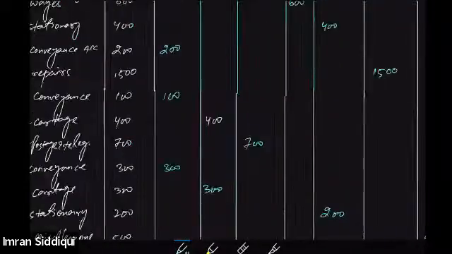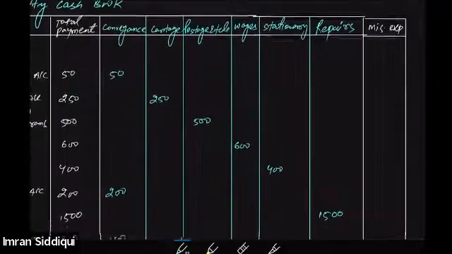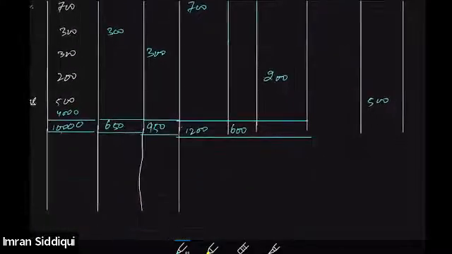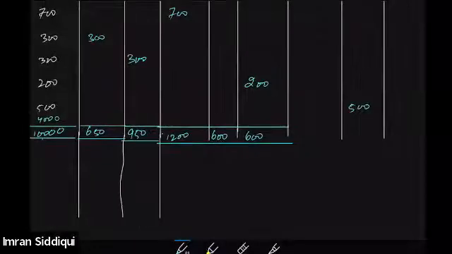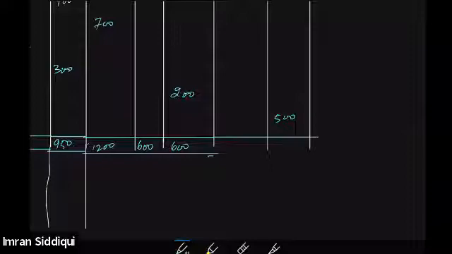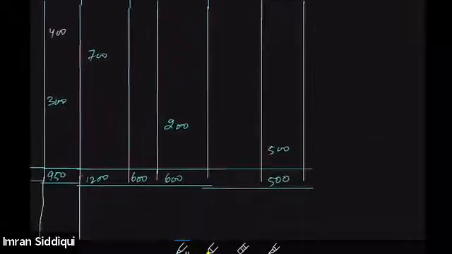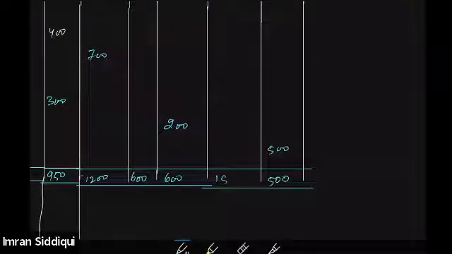Then 600, and 400 plus 200, this will be 600 again. 500 only. And for the repairs as well, we will have 1500 only.